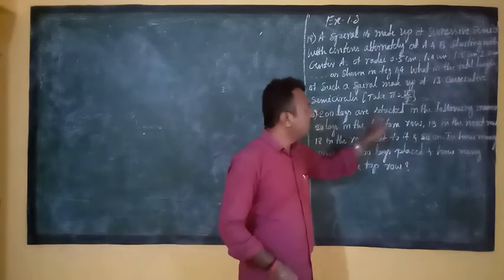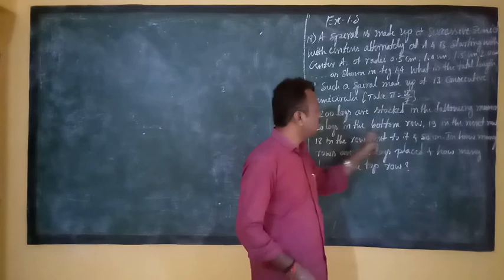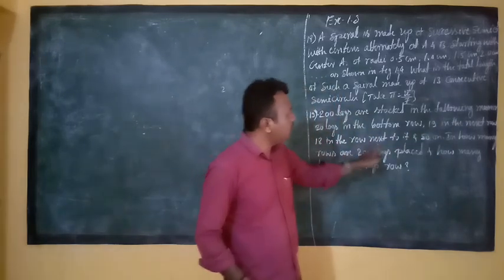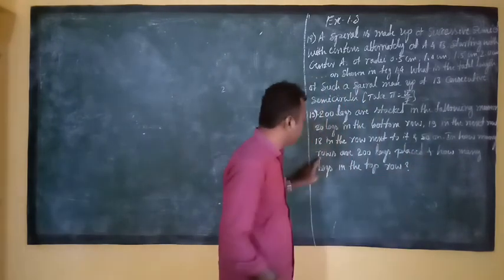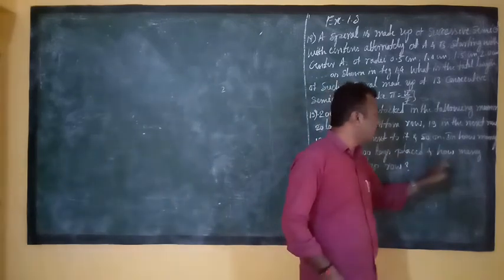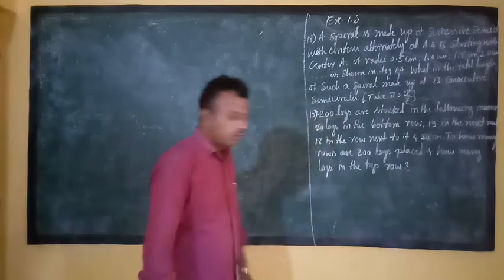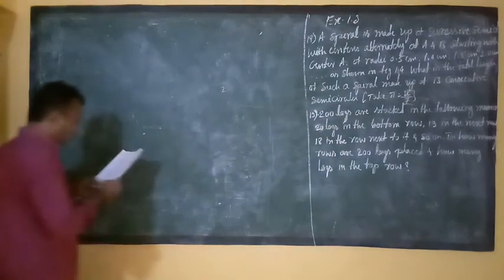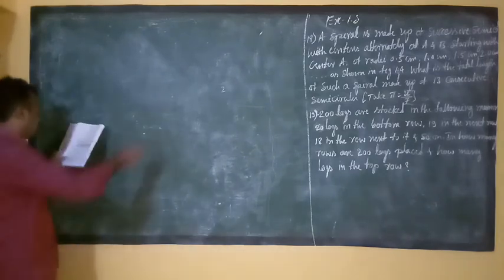200 logs are stacked in the following manner: 20 logs in the bottom row, 19 in the next row, 18 in the next to it, and so on. In how many rows are the 200 logs placed, and how many logs are in the top row? See, students, one diagram is there. In your textbook, figure 1.5 is there.